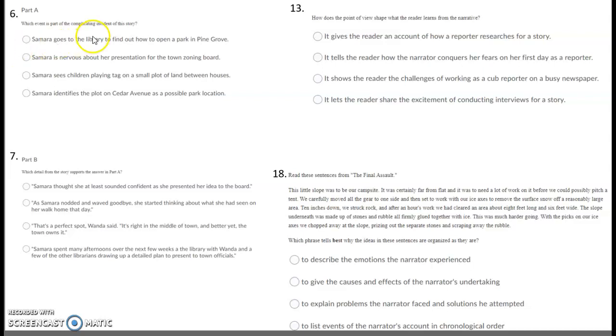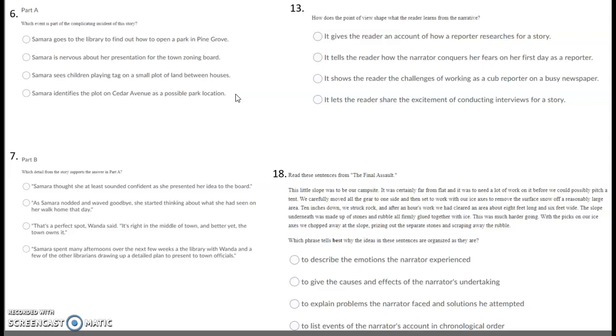If we take a look, which event is part of the complicating incident of the story? Is it that Samara goes to the library to find out how to open a park in Pine Grove? Is it that she's nervous about her presentation for the town zoning board? Is it that she sees children playing tag on a small plot of land between houses? Or is it that she identifies the plot on Cedar Avenue as a possible park location?